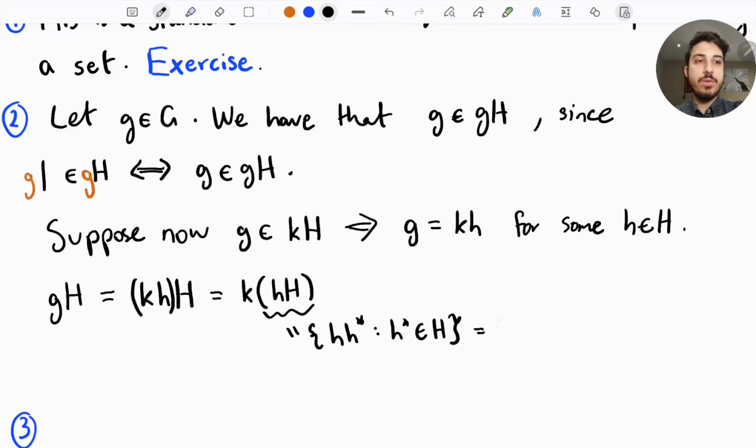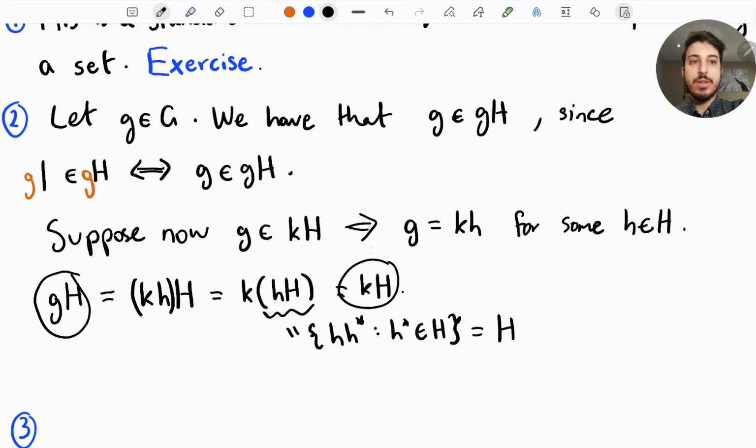But this is just equal to H because H is a subgroup, so it's closed under multiplication. So we have that this is included in H. And of course, if we take H star to be the identity, we'd have H is included in that. So we would have a double inclusion and an equality. So this is just equal to KH, thus proving that GH is equal to KH.